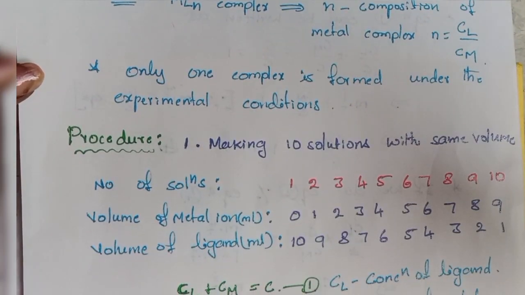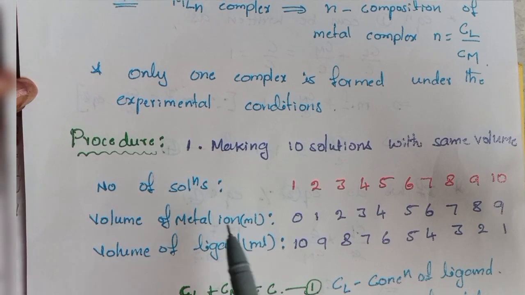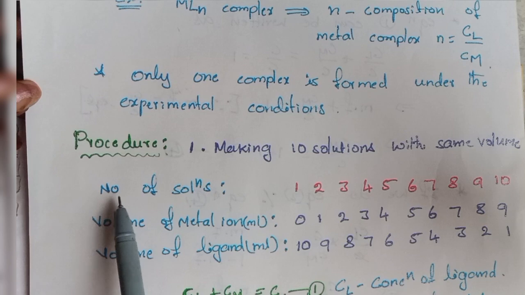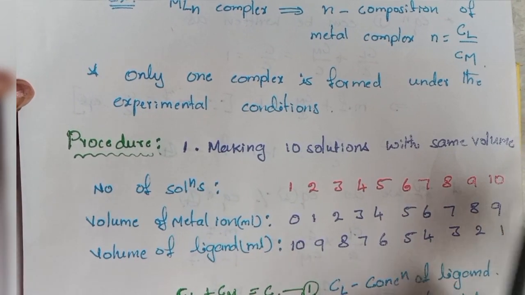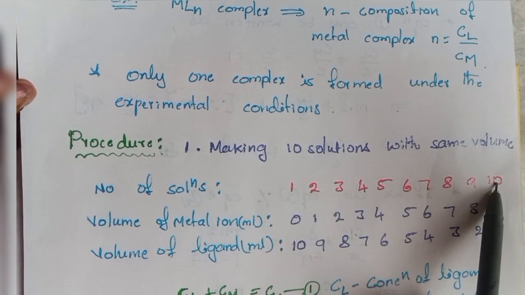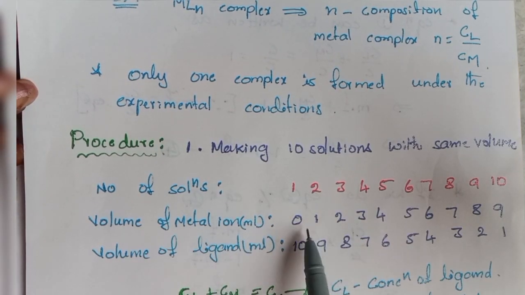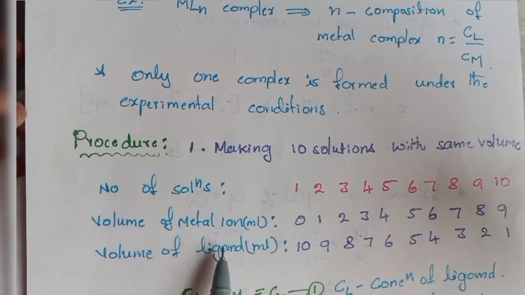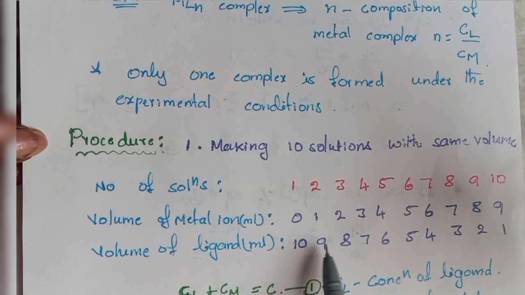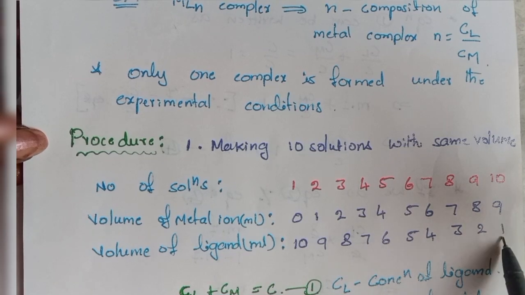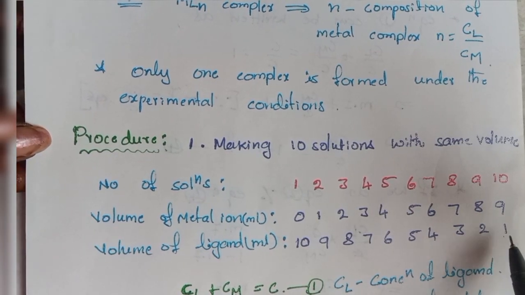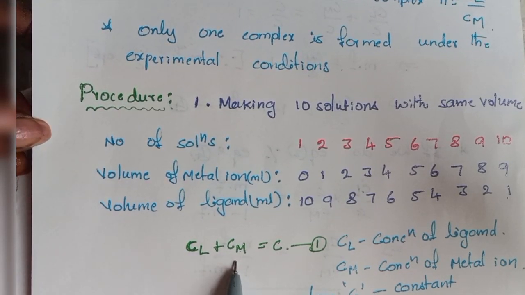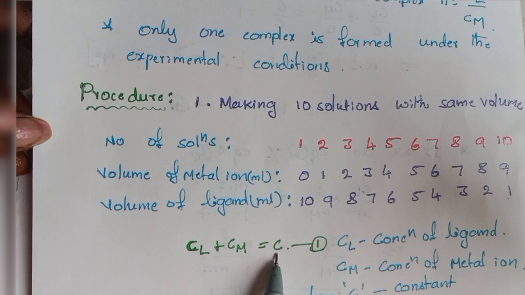So the procedure involves 3 steps. In the first step, we are making 10 solutions with the same value. So how many solutions are we preparing here? 10 solutions, 1 to 10. The volume of the metal ion is going to increase like 0 ml, 1 ml, 2 ml to n ml, and the volume of the ligand will be added as 10, 9, 8, 7. So the total volume is considered as 10 ml, right? So the total concentration of the ligand and the total concentration of the metal ion is considered as the constant C.